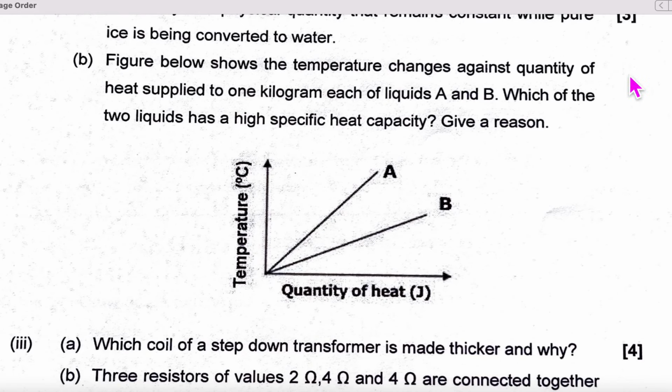Yeah, this is quantity of heat and this is temperature. So for the same quantity of heat, can you see A is showing higher temperature, so SHC is less. Okay, can you see that? With the same quantity of heat, this is giving shorter delta T. So this SHC is going to be more.